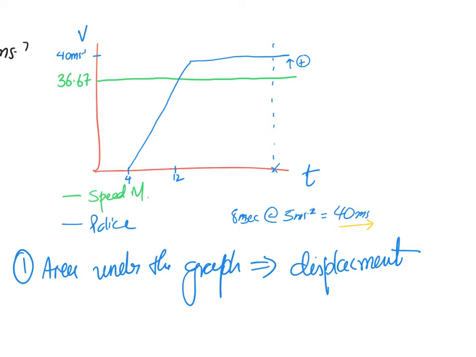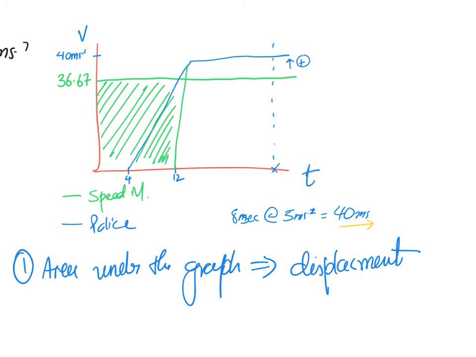So the first thing I want to know is how far has this speeding motorist travelled when the whole thing's at 12? The speeding motorist has travelled at that time. Area is equal to length times width, which is 439.99 meters, approximately 440 meters.